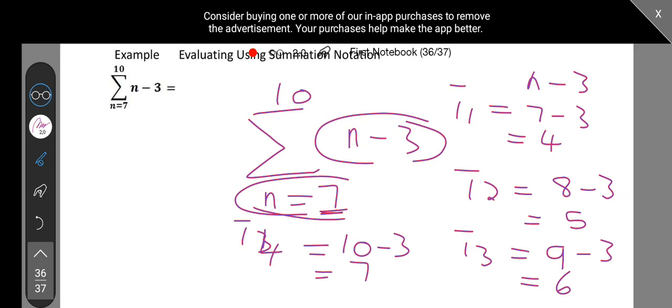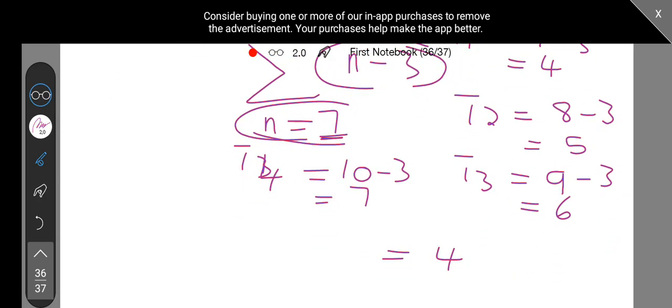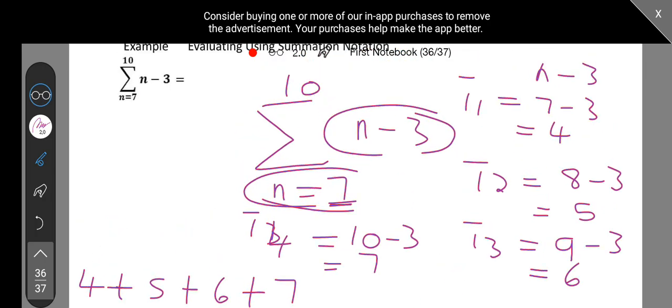So, at the end, we must be able to write our series. This means that our series is given as term number 1 is 4 plus 5 plus 6 plus 7. I hope you understand this. Make sure you're able to evaluate the sigma notation.